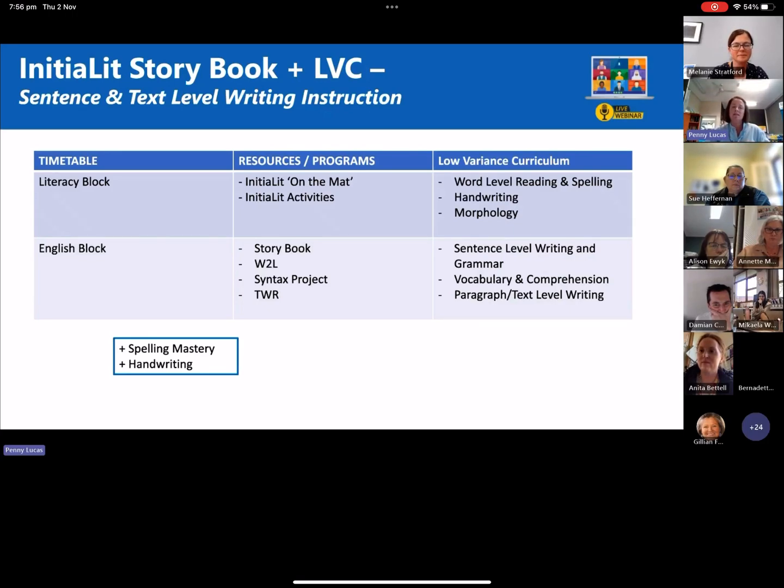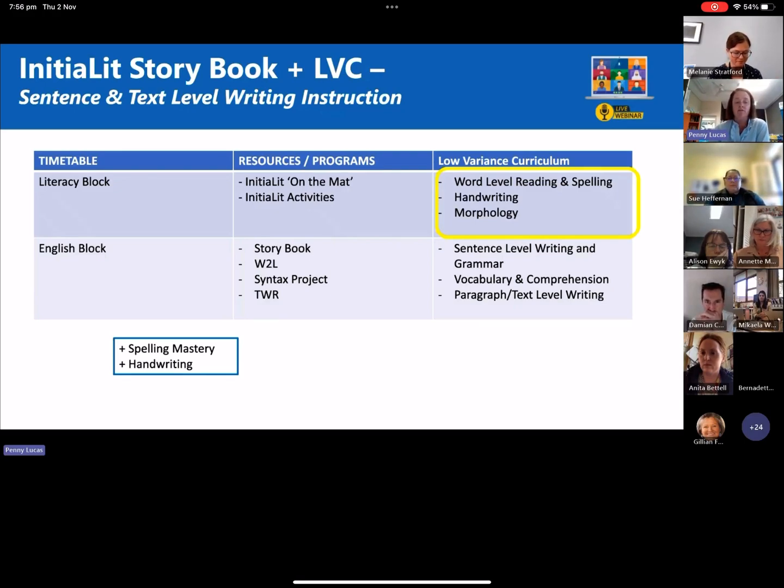I've really started this year looking at a literacy block and an English block. And so in my literacy block, that's when I do Initial Lit on the mat and my Initial Lit activities to reinforce those new concepts. And I'm covering then, from the low variance curriculum, word level reading and spelling, handwriting, because I do explicitly teach that during those activities, and morphology. So they are the parts of the low variance curriculum that are covered in that literacy block.